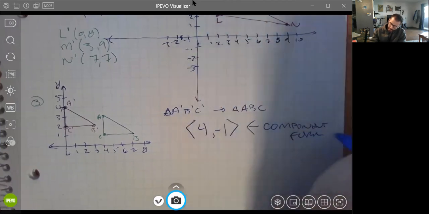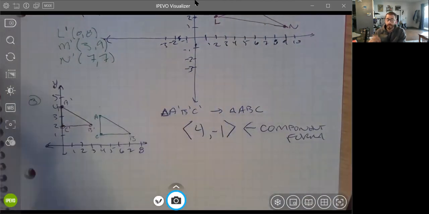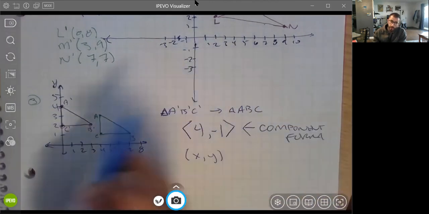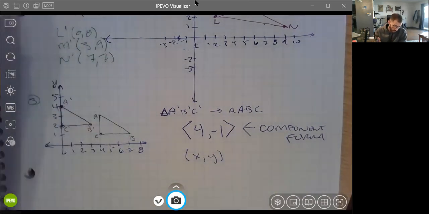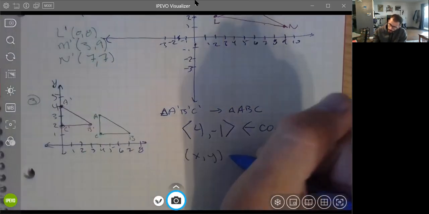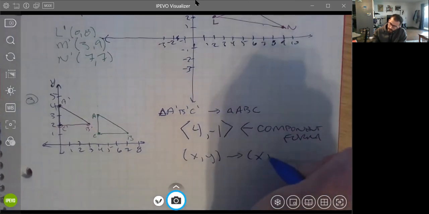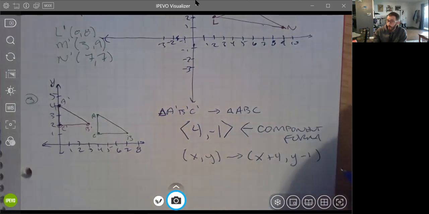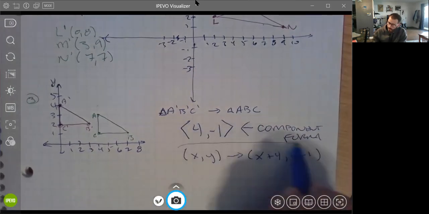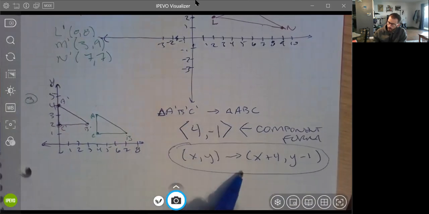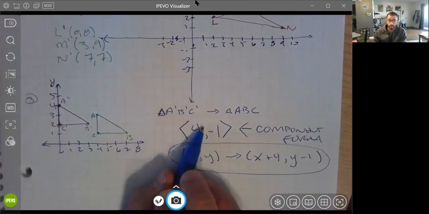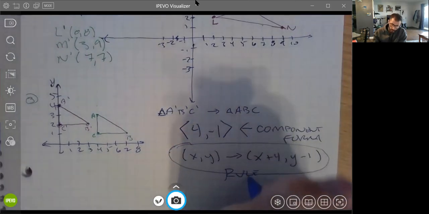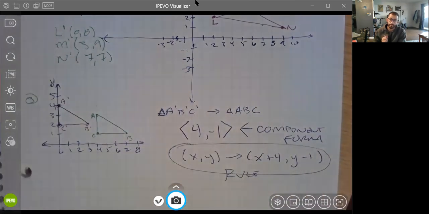And it doesn't say that. It just says a general rule. Here is a general rule. We're going to take every X and Y from the triangle that we're supposed to start with, according to this problem, it's A prime, B prime, C prime. And what we're going to do is we're going to take that X and add 4. We're going to take that Y and take away 1. And here is your rule translated from component form to a rule, okay? And this is the correct answer for number 3 when it says write a rule.